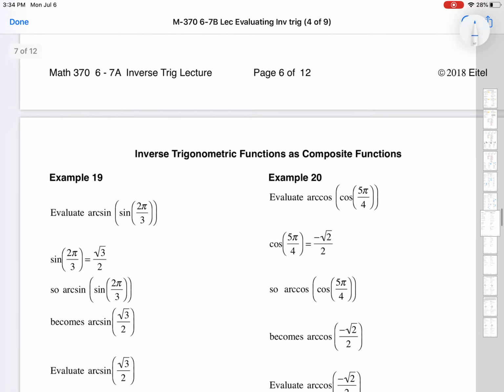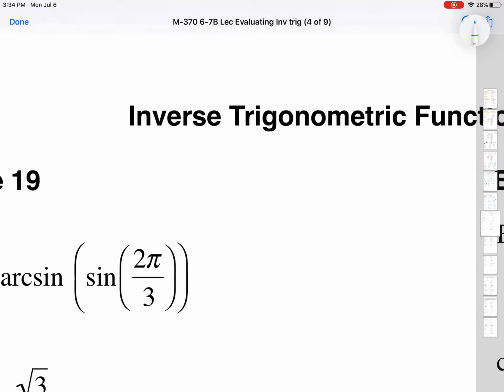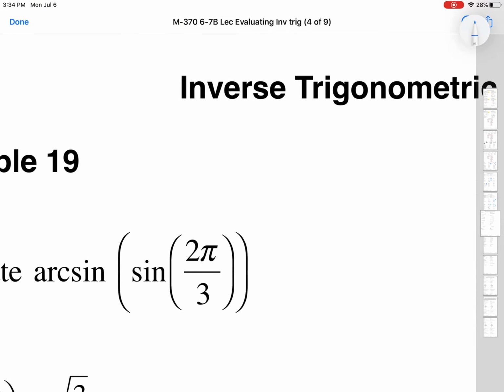So be patient with the typos that are in there. Now, these are super important problems right here. These will make your test, make every test. Arcsine of sine of 2 pi over 3. Now, remember the last thing to happen. You know the inverse functions should undo one another, and they kind of do.